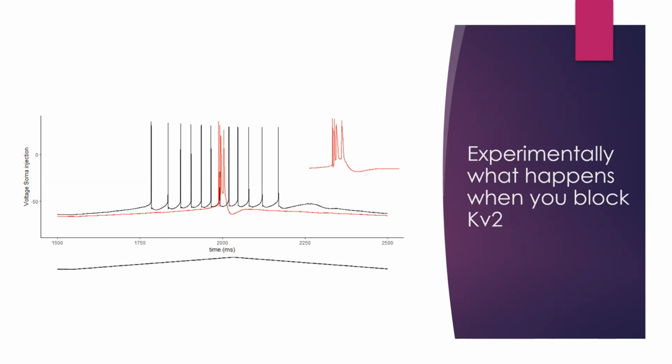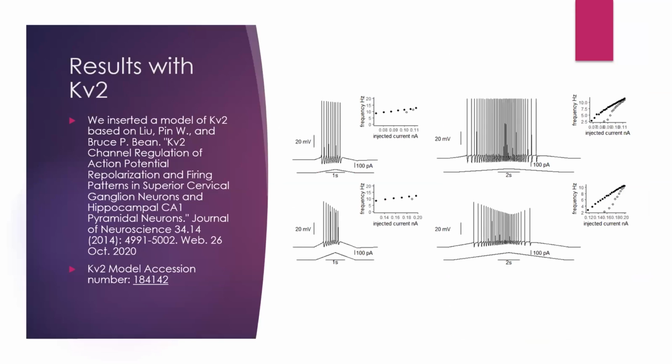So I hadn't replicated adaptation. I replicated this weird bursting that happens when you block Kv2. So we just went back to ModelDB and we found a model of Kv2. The model accession number is right here. If you go and put that in ModelDB, it's going to tell you it's from the Allen Institute's dataset of cell types, and it'll say it's a visual primary cortex. But if you look at the mod file itself, it was actually fit from data from this lab, and it's CA1 hippocampal pyramidal cell neurons.